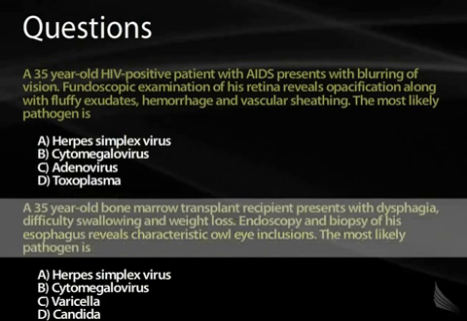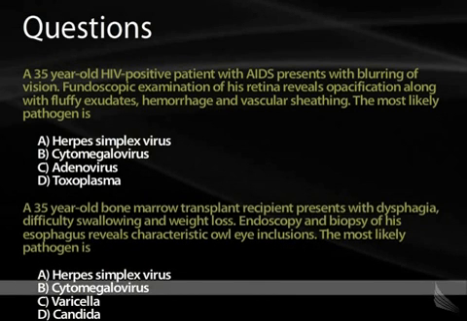Next question. A 35-year-old bone marrow transplant recipient presented with dysphagia, difficulty swallowing, and weight loss. Endoscopy and biopsy of his esophagus reveal characteristic owl's eye inclusions. The most likely pathogen is? This is a classic setup for CMV. We've got a bone marrow transplant, they've got problems, and you do an endoscopy, and you've got owl's eye inclusions. That's going to give you CMV every time. Those are the catchphrases you want to be familiar with.